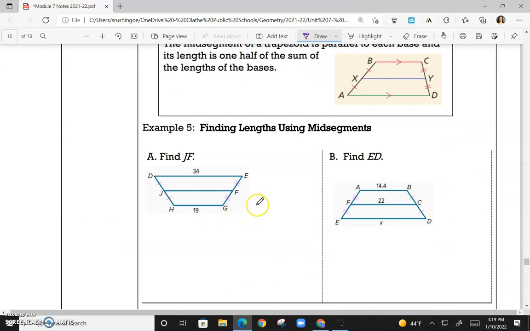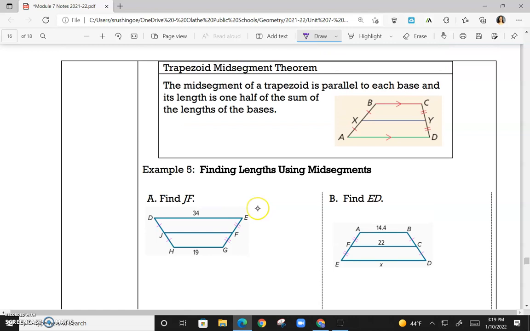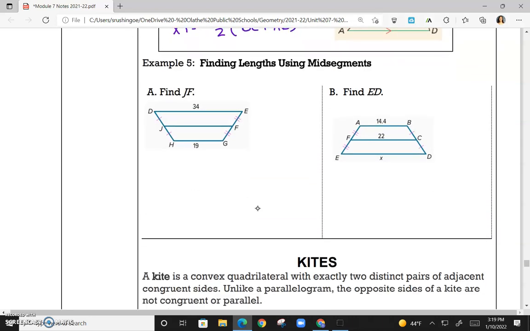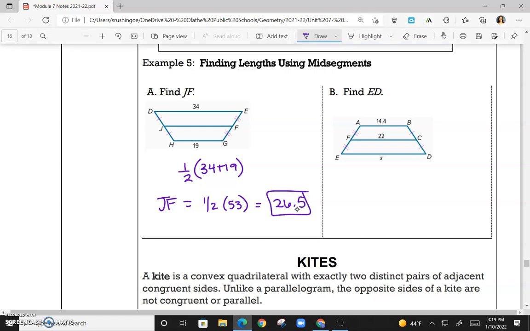The trapezoid midsegment theorem just says that if we were to want to find this middle segment XY, we would go ahead and add the top and the bottom, so BC plus AD, and then we would cut it in half, and that would give us the midsegment. So we're going to add the 34 plus the 19, and then cut it in half, and that's going to give us the midsegment JF. And that is going to be 1/2 of 53, which is 26.5 for that one.